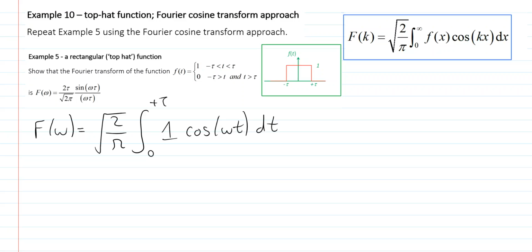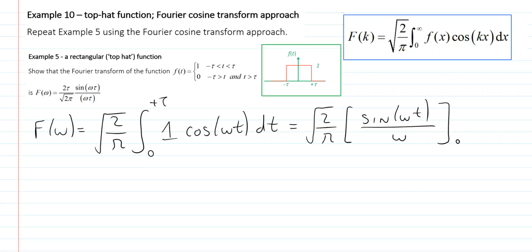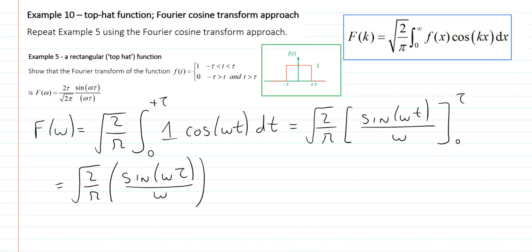You can see that this is a simple cosine integral. This gives us the square root of 2 divided by pi, and then the cosine function integrates up to sine omega t, and a factor of omega comes out, which goes in the denominator. We can now put in the limits of our integral, so we have the square root of 2 over pi as always, and then the upper limit gives you sine omega tau, and in the bottom there's an omega. The lower limit just gives us 0 because sine of 0 is equal to 0.